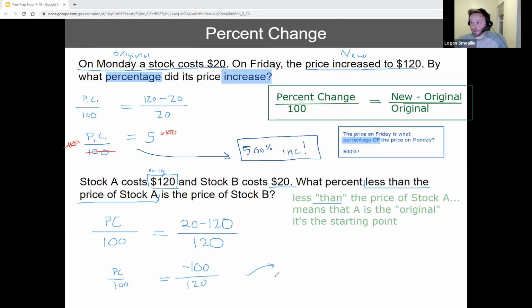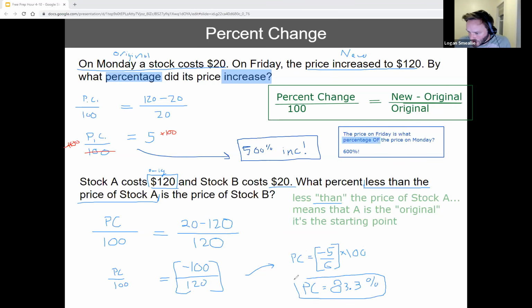I would recommend putting that in your calculator. You're going to get, if I move the 100 over here, basically negative 5/6. This is my reduction of this times 100. 5/6 is about 83.3 in decimal form. So 83.3% is the percent change.